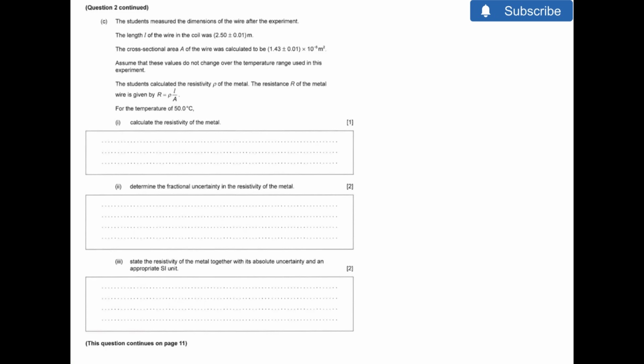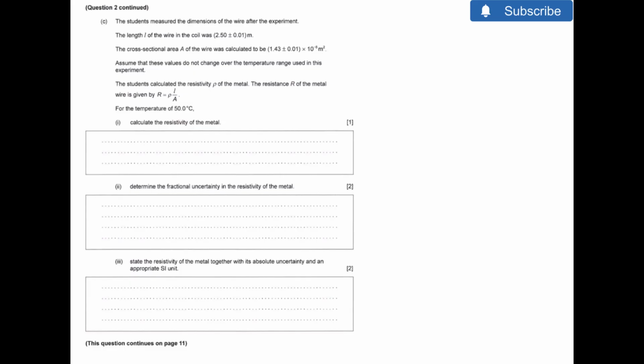Now, students measured the dimensions of the wire after the experiment, and the length of the wire in the coil was 2.50 plus or minus 0.01 meter. The cross-sectional area of the wire was calculated to be 1.43 plus or minus 0.01 times 10 raised to the power minus 8 meter square. Assuming that these values do not change over the temperature range used in this experiment, the students calculated the resistivity rho of the metal, and the resistance R is given by rho L by A. So at a temperature of 50 degrees Celsius, we have to find out the resistivity.